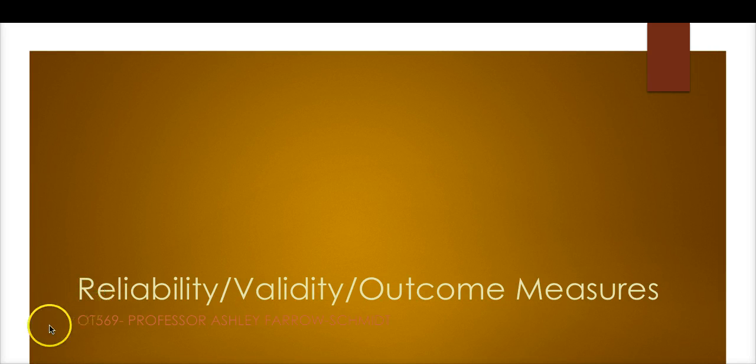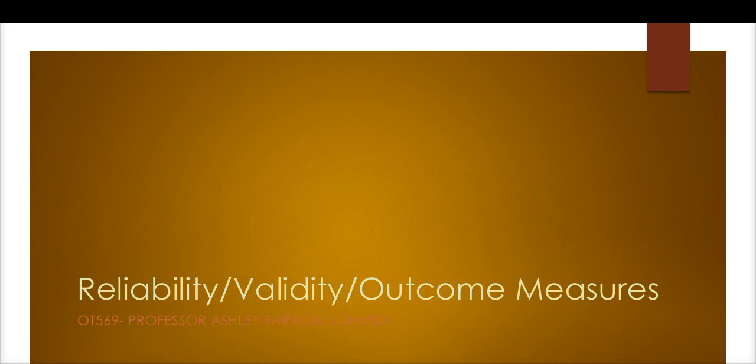Hey guys, so we are going to further discuss reliability, validity, and outcome measures. Up to this point, we have talked about reliability and validity within research, but it was in a general sense, and understanding and making sure that the research that we are praising is valid and reliable. Well, it's more than that.